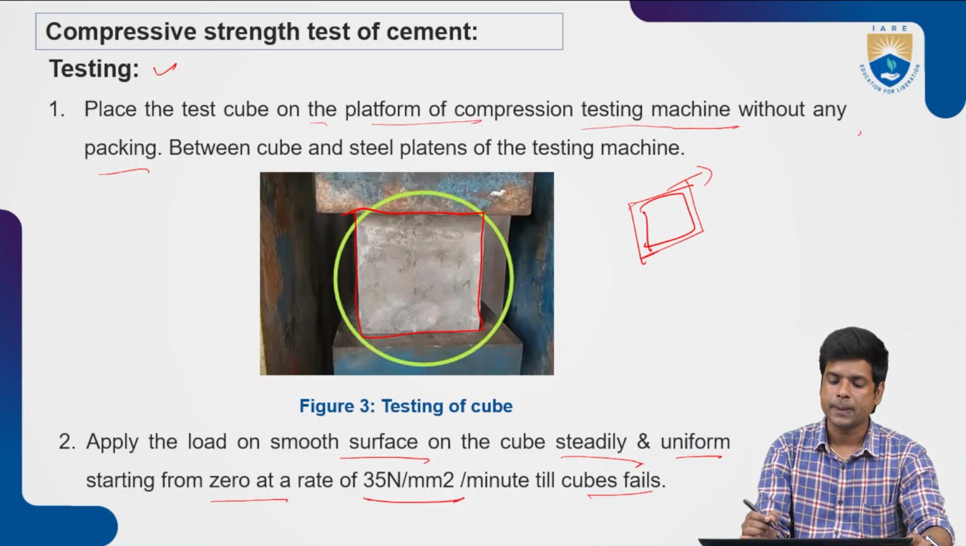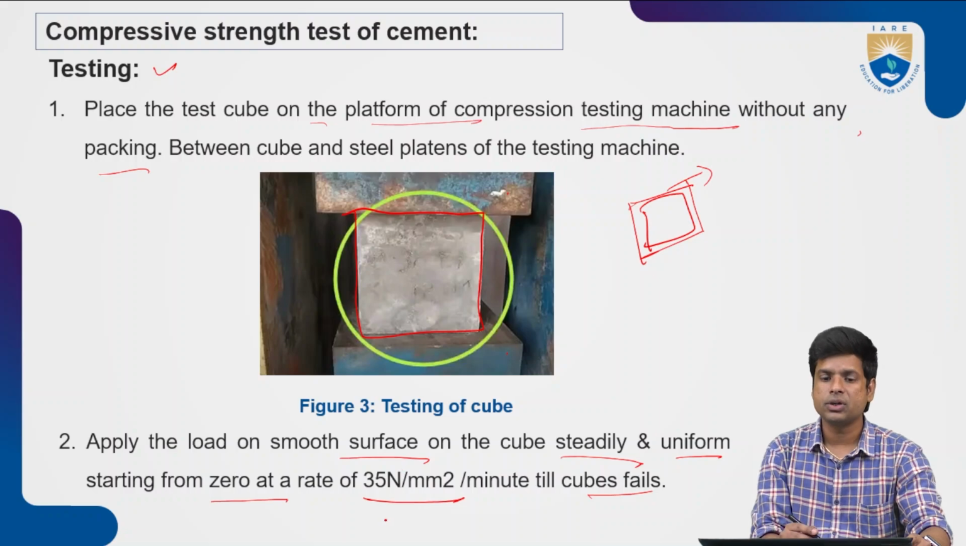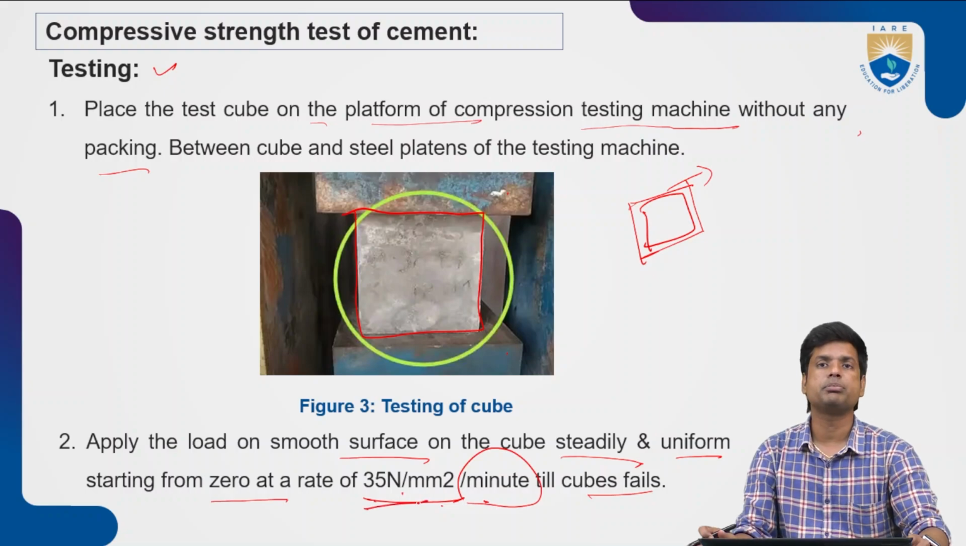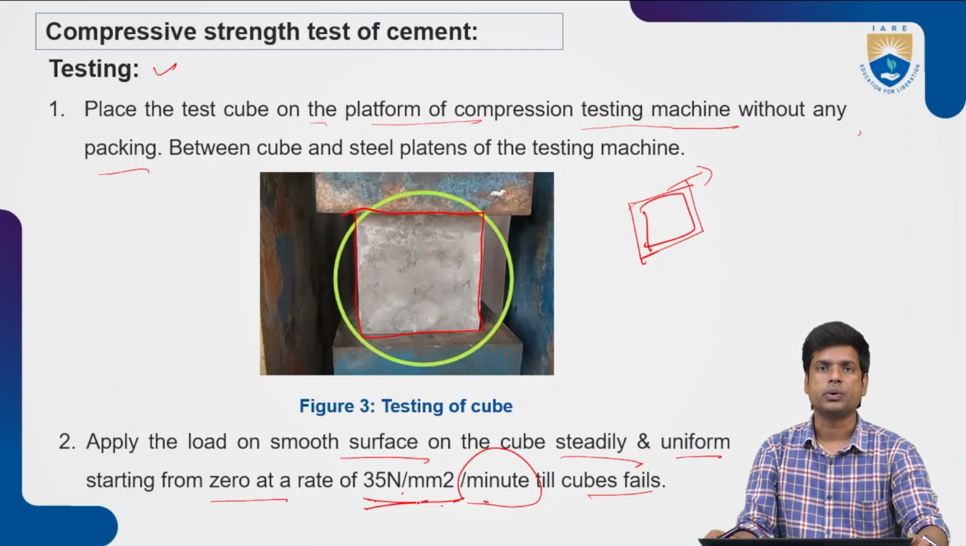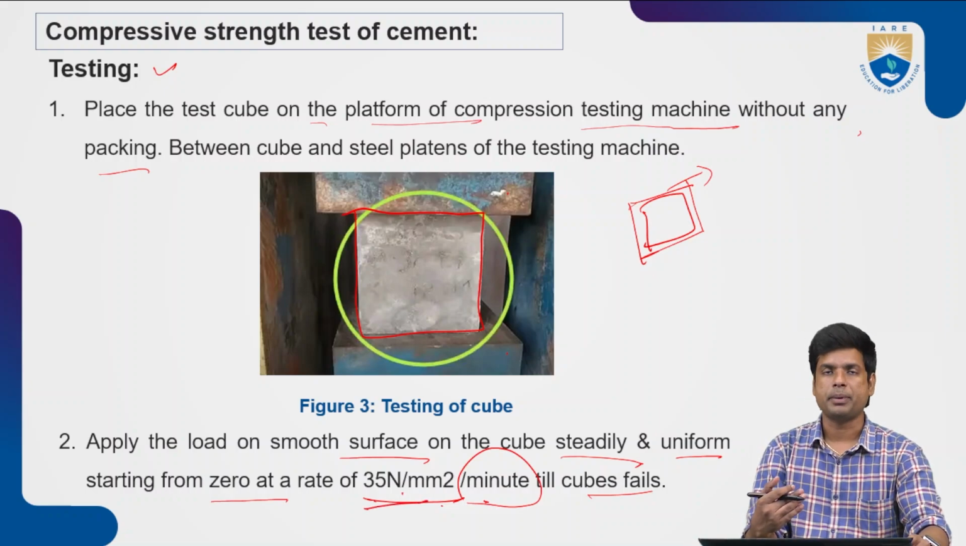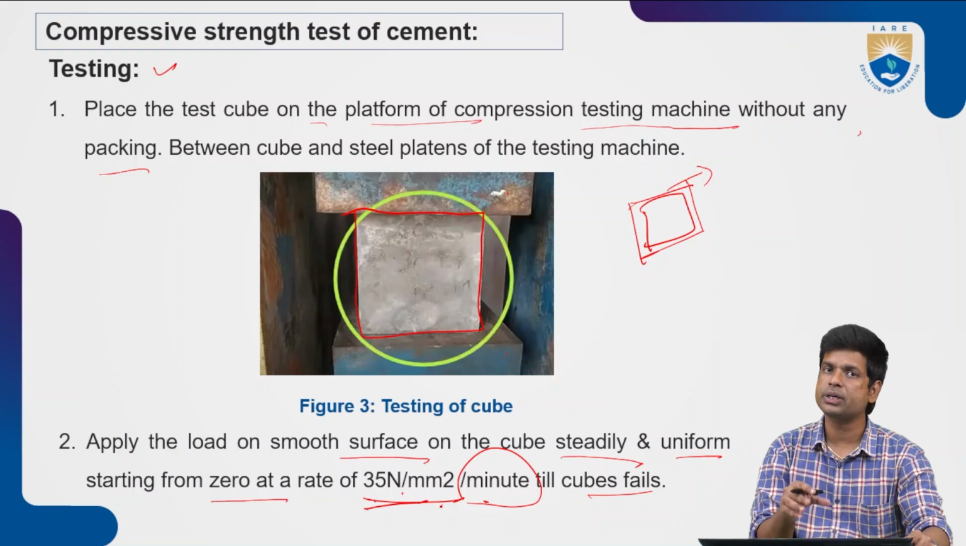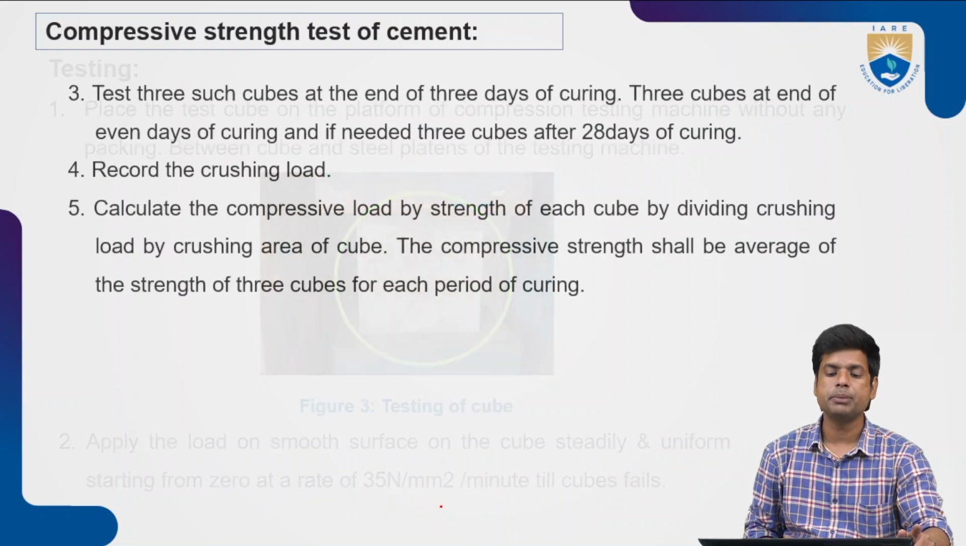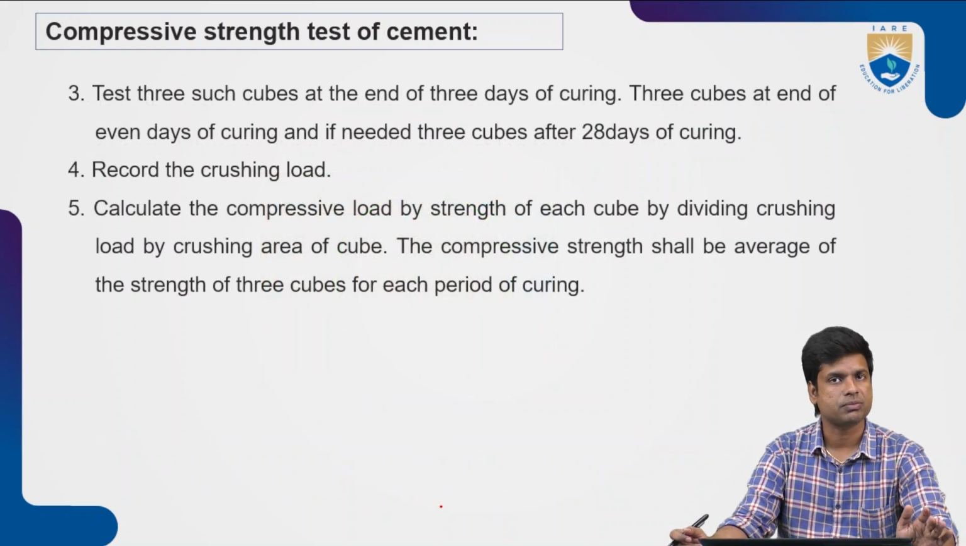The rate of the load here is 35 Newton per mm square per minute. For 1 minute we apply 35 Newton per mm square of load, until the cube fails. You have to stop the application of load whenever the cement cube fails, and make a note of that particular load.